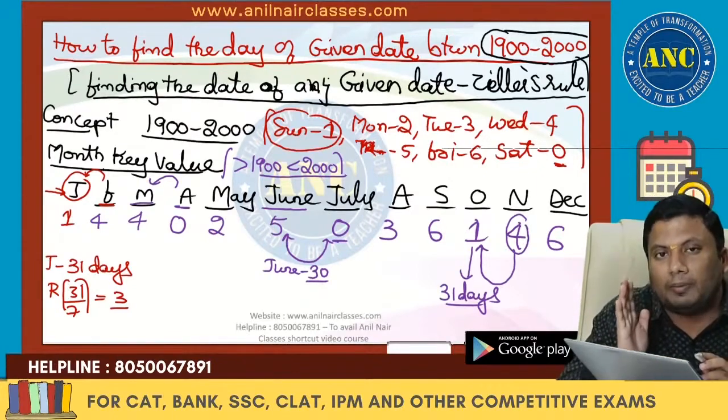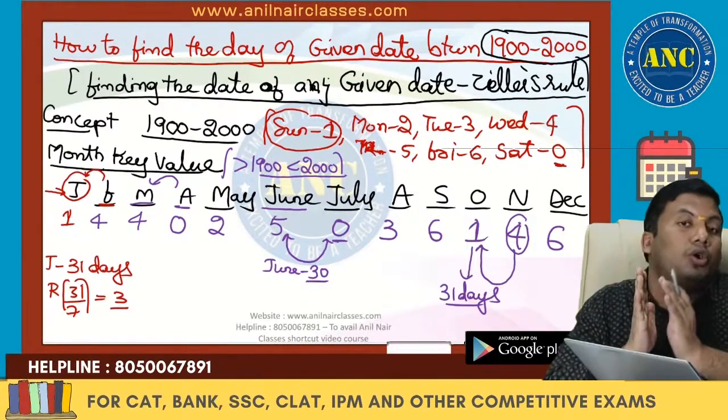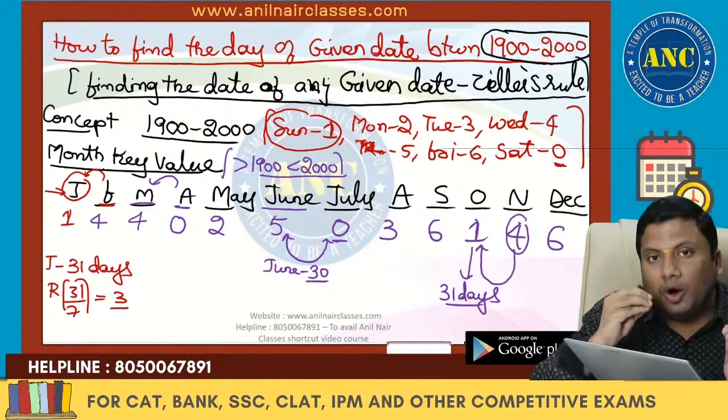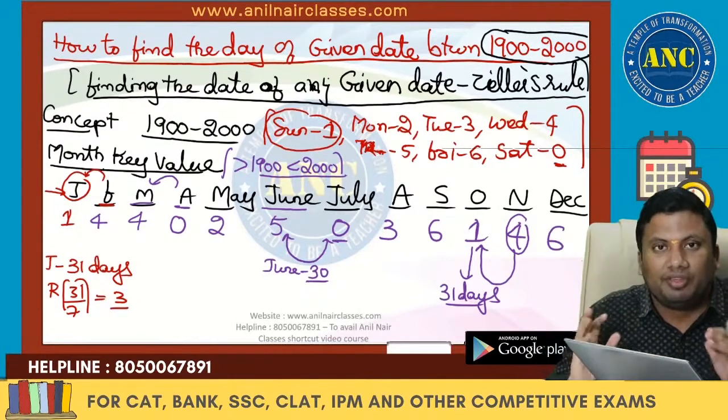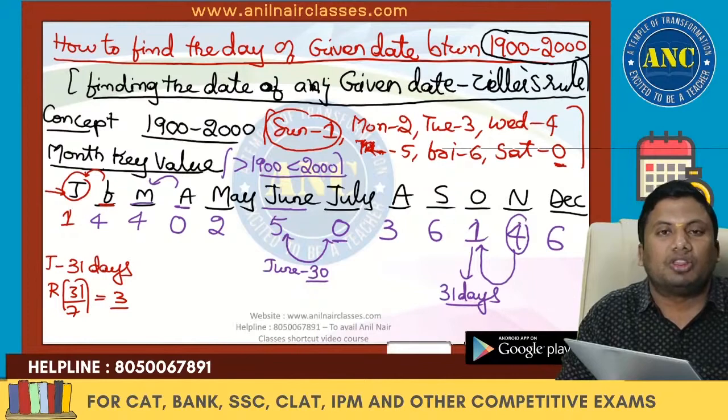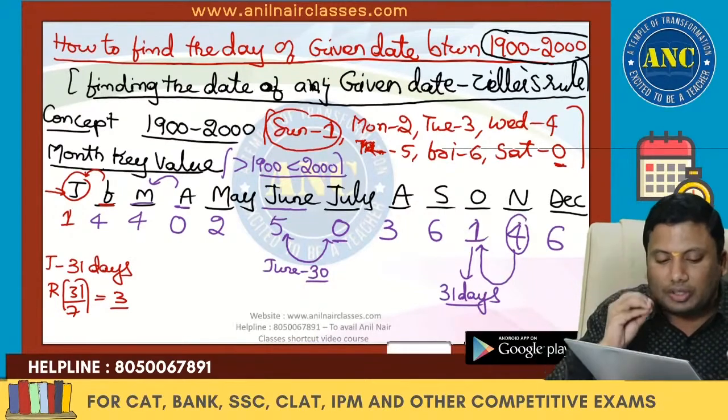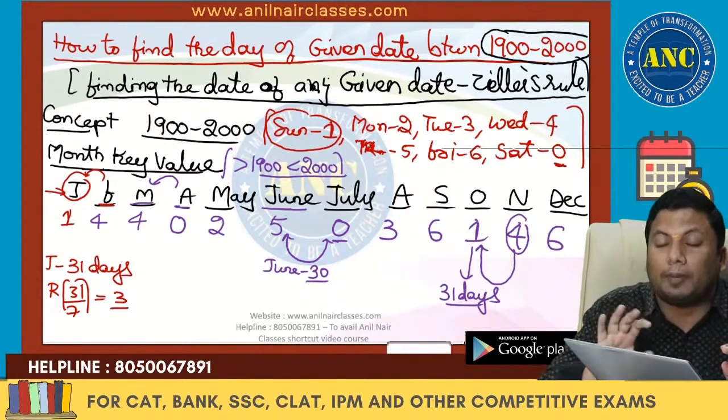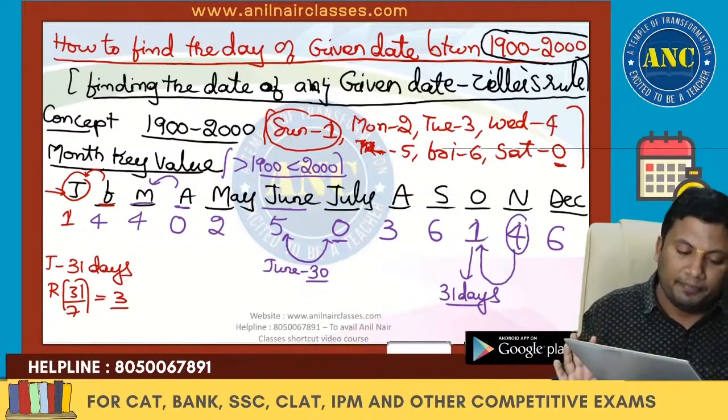To determine the month key of the current month, go to the previous month and check how many extra days there are. Those extra days added to the previous month key value will give you the current month key value. No need to mug it up, and there is no reason to mug it up.